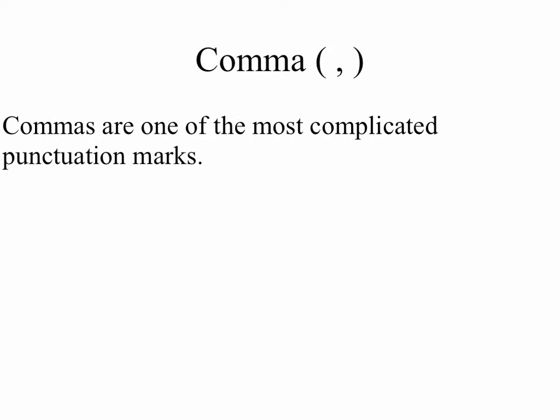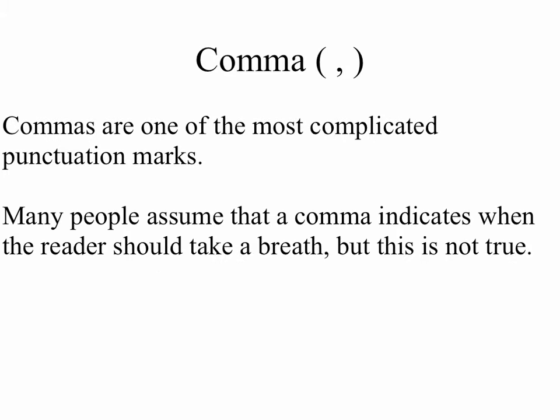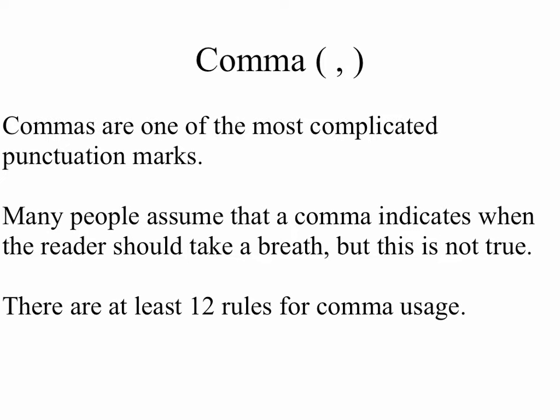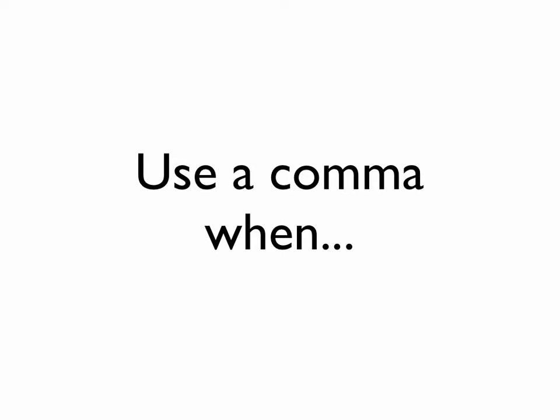Comma. I think commas are the most complicated punctuation mark for academic writing, and I think they're complicated because there is a history to commas. Commas originally were used to indicate when a speaker should take a breath, but this rule is no longer true for academic writing. There are about 12 rules for comma usage. We are just going to focus on 4 of them.